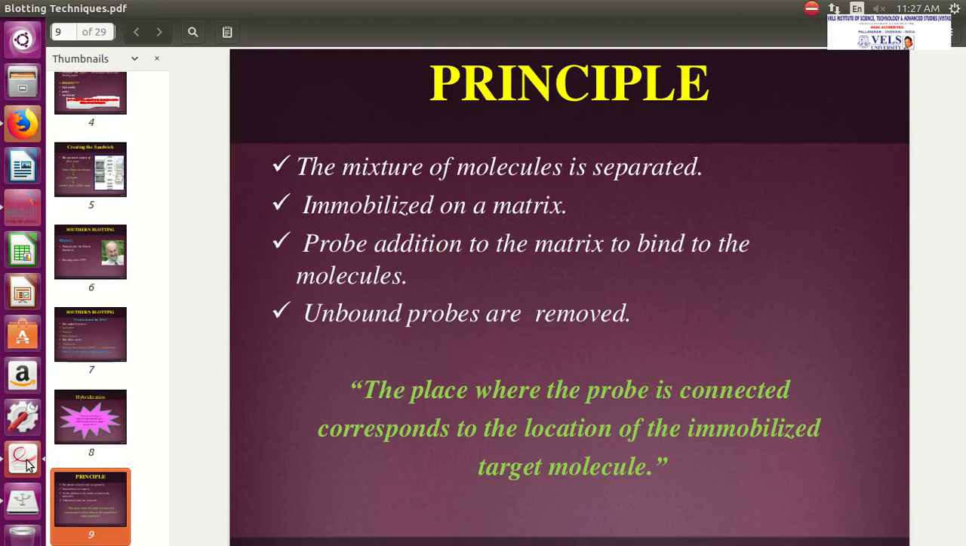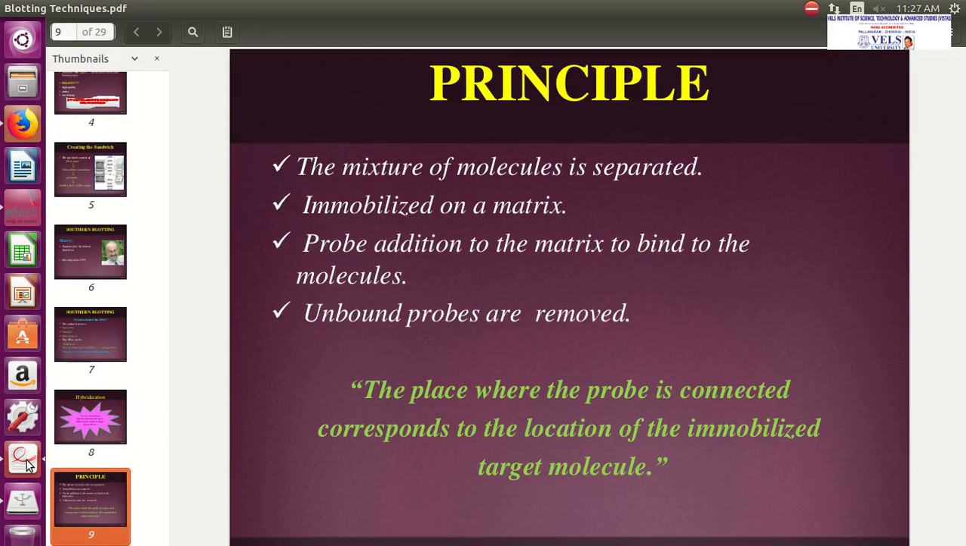Next one, it should be immobilized on a matrix. So immobilization will be done by gel. Then probe addition to the matrix to bind the molecules, because we have to add labeled probes so that they can easily attach to the matrix. Next, the probes which are unbound to the gel are removed. The place where the probe is connected corresponds to the location of the immobilized target molecule. That is what is important.